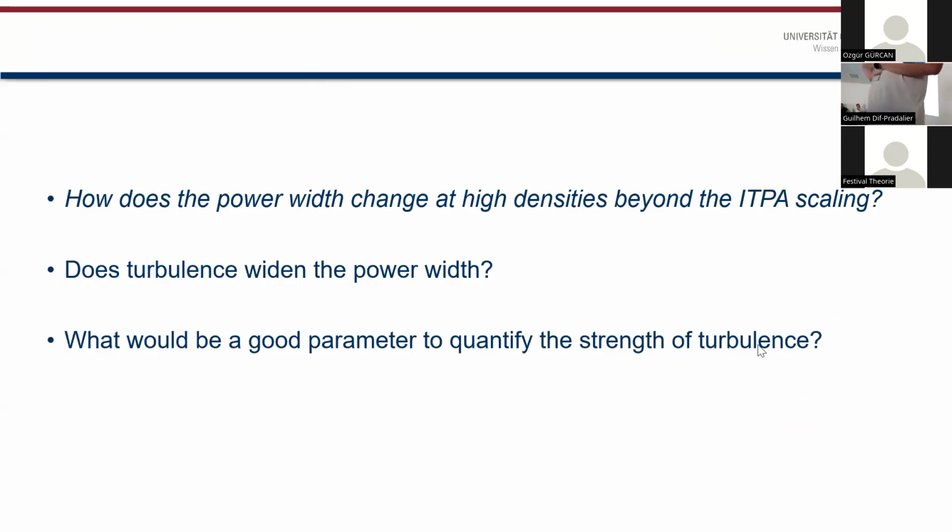I want to address how the power width changes with higher densities beyond this scaling. And the question was, does turbulence widen the power width if the density increases and the collisionality increases? And what would be a good parameter to quantify the strength of the turbulence? In fact, this is why I'm in this project, because I was asked by Thomas exactly this question. So what could be used as a parameter?